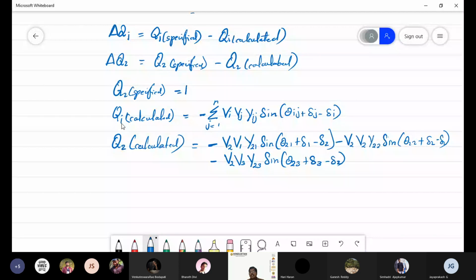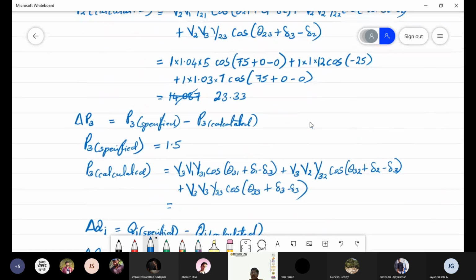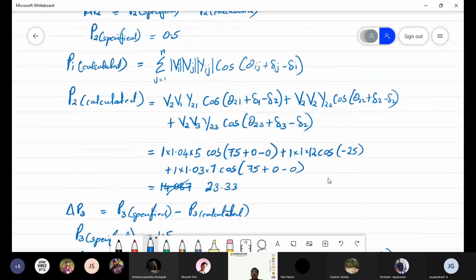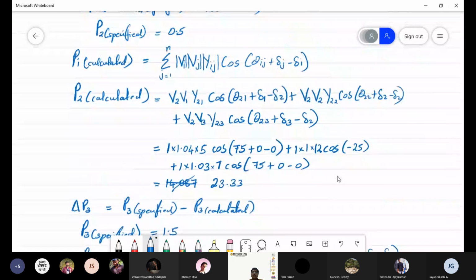Right. So here also you can see that all the values are in the problem, right? v2 is there, v1 is there, y21 is there, right? If the values are not given, just assume it is 1. It will be a flat voltage. And all theta values are there in the Y bus. So if we are substituting, we'll get the values. So what are the values you found out till now? You can see that, where is the Jacobian matrix?